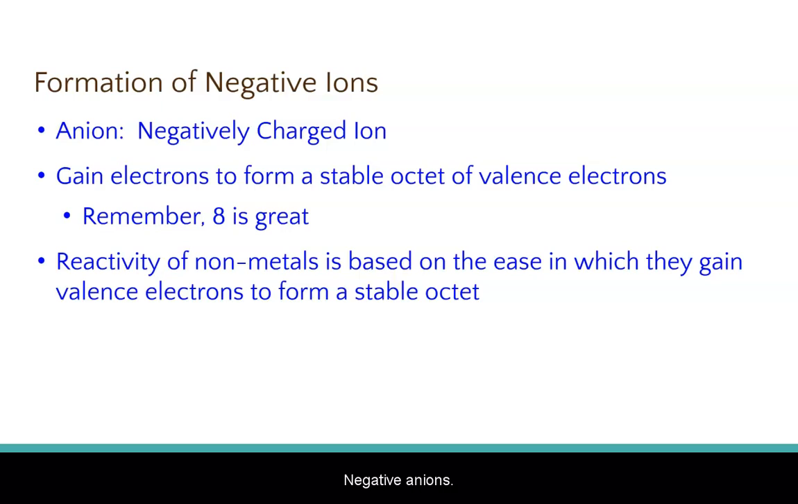Negative anions gain an electron to form the closest noble gas. So it's going to be forming the noble gas in the same row. And again, 8 is great. So they're gaining electrons to fill that outer shell. The reactivity of nonmetals is based on the ease with which they gain electrons. So column 17 is going to be much more reactive than column 15.